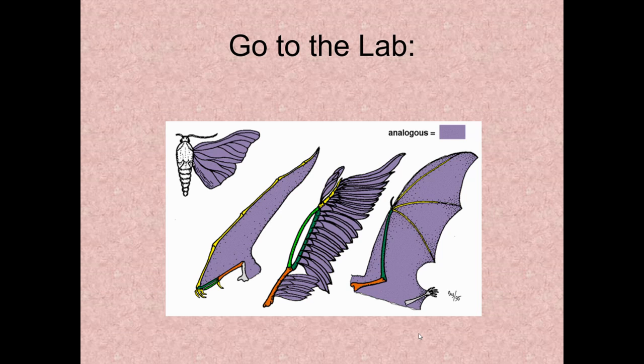So you're not going to go to your lab yet, but these are analogous structures, right? If you remember what an analogy is in English... And so if you look at the moth wing, it does the same thing as the bat wing and the bird wing. However, it did not evolve the same way. So it has the same task, but it did not evolve from the same structure.